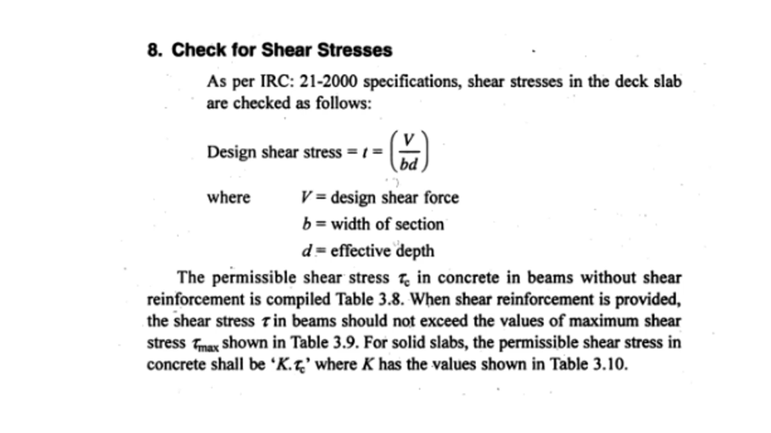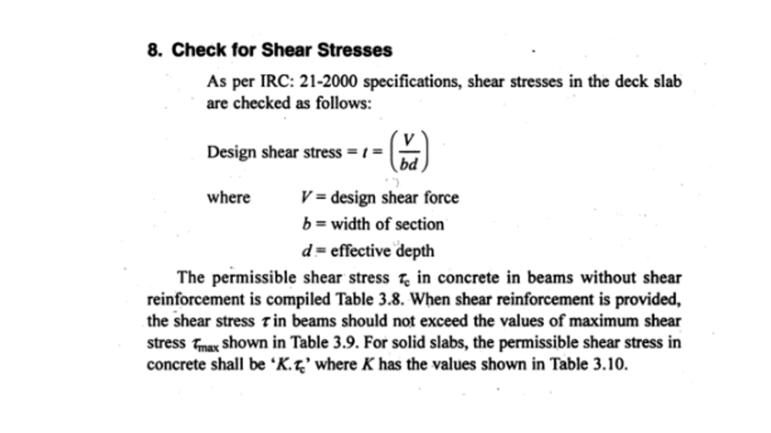So next one, check for the shear stress. The shear stress is checked as per the IRC 21-2000 specification. The design shear stress tau V is given by the formula V divided by B D, where V is the design shear force, B is the width of the section and D is the effective depth of the section.